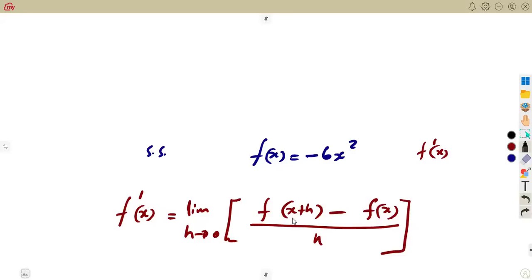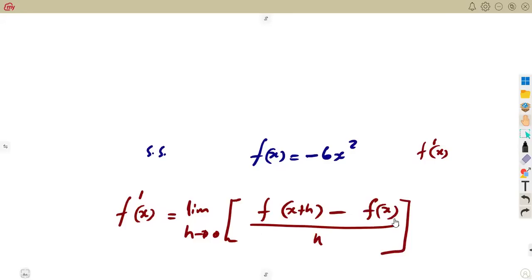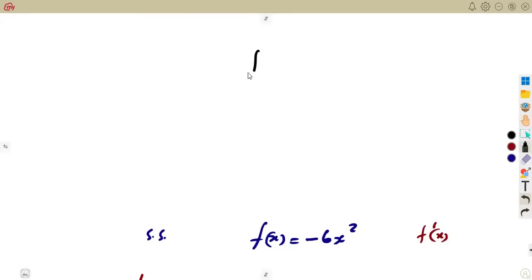f of x plus h. Then also subtract f of x, this one. Find this at once. What am I trying to say? Here, substitute everything. f of x plus h, what does it mean?